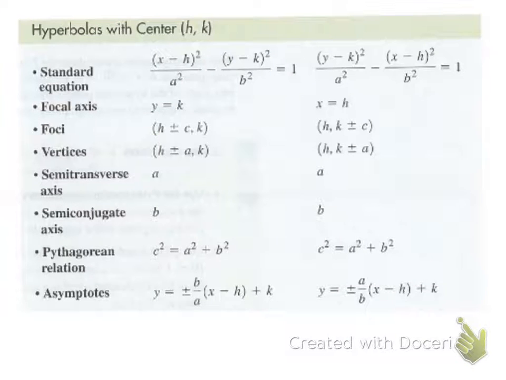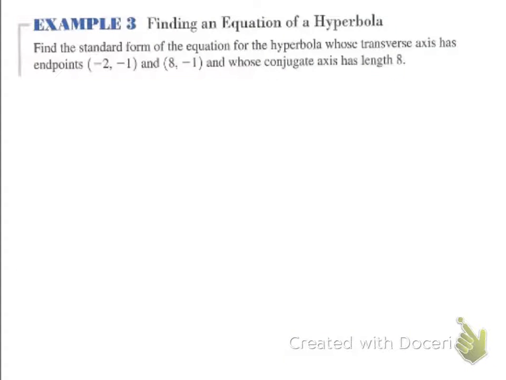What happens when the hyperbolas don't have the center at 0, 0? Well, you can see here. They want us to find the standard form of the equation for the hyperbola whose transverse axis has endpoints -2, -1, and 8, -1, and whose conjugate axis has length 8. When they say transverse axis, they are talking about the major axis. Notice how the y coordinates are the same.